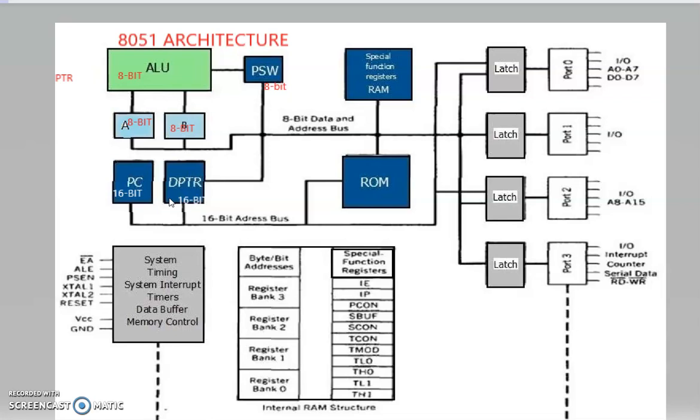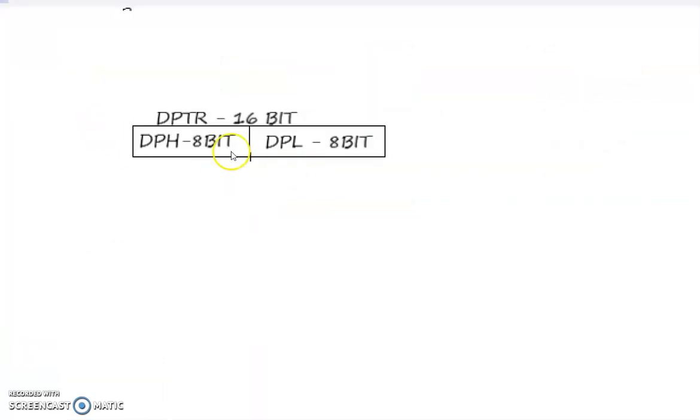It holds the address where data is stored in the data memory. The DPTR, a 16-bit register, is divided into two 8-bit registers: DPH, the higher byte of the data pointer, and DPL, the lower byte of the data pointer. So the total 16 bits is divided into two 8-bit registers, DPH being the higher 8 bits and DPL the lower 8 bits.